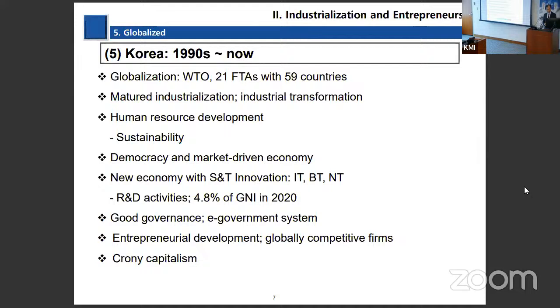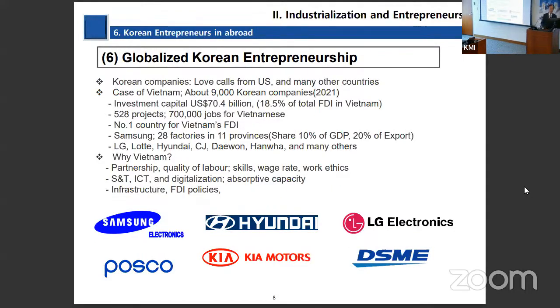And also we know entrepreneurial development. I will tell you a little bit more later on. When you have very strong relations between government and enterprise, we call it crony capitalism. Many people wrote about crony capitalism. But during the last 50-odd years, Korea did very well. And without that kind of collusion, big companies were growing: Kia Motors, Hyundai, Samsung, POSCO, LG, you can name it.